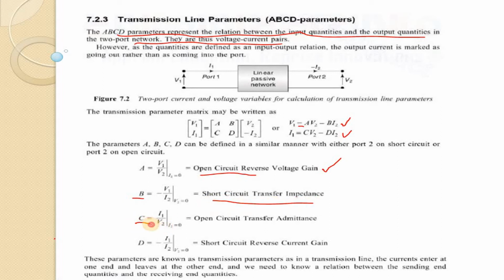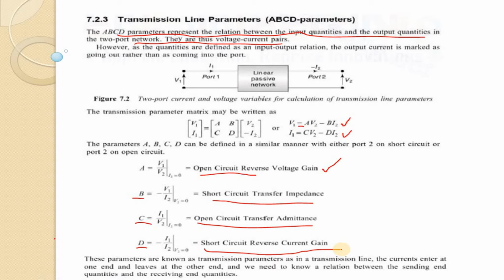Now when we calculate C, we get C equals I1 by V2 when I2 equals 0, and I2 equals 0 means the path is open. So this is the open circuit transfer admittance. V by I is impedance, and I by V is admittance. Next, D equals minus I1 by I2 when V2 equals 0. Again, it is short circuit, so it is the short circuit reverse current gain, because again it is the ratio of input current to output current.